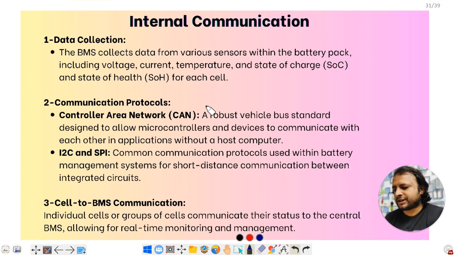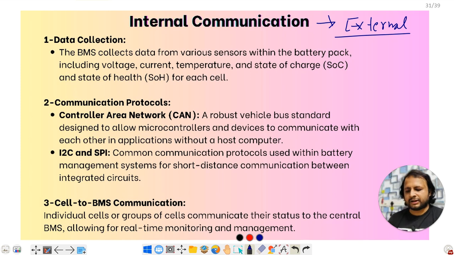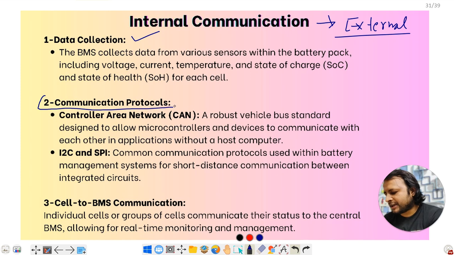The first one is internal, and we will also go for the external communication. So first learn the internal. BMS is doing the data collection related to the SOC, SOH, current, voltage, etc. And it has a communication protocol called the controller area network, CAN.